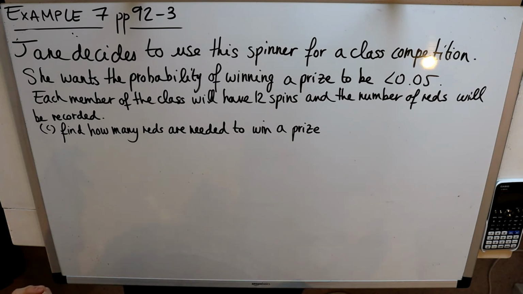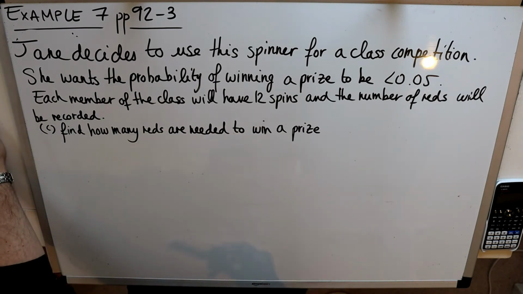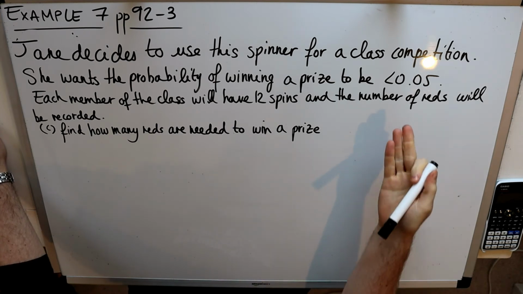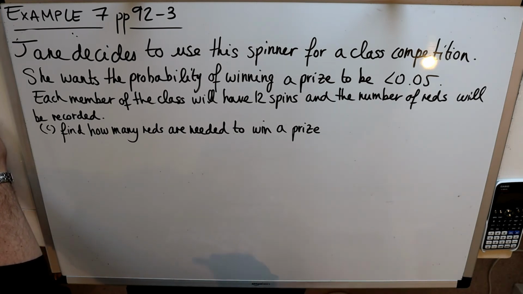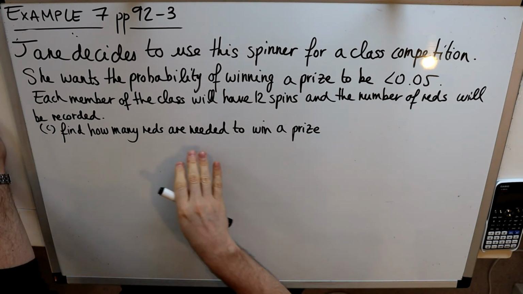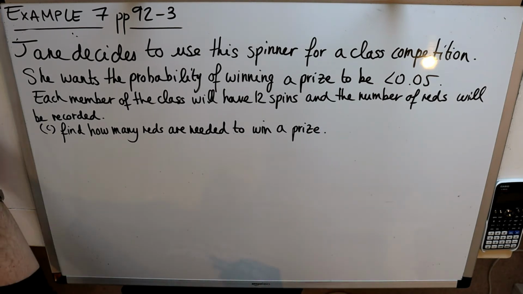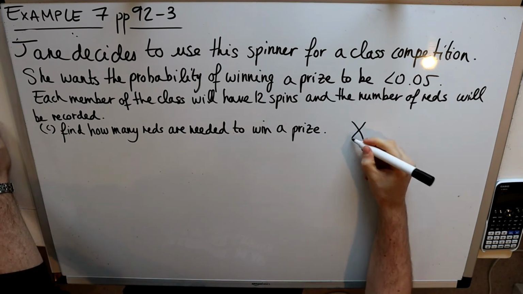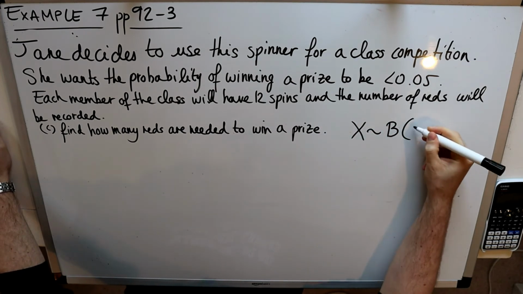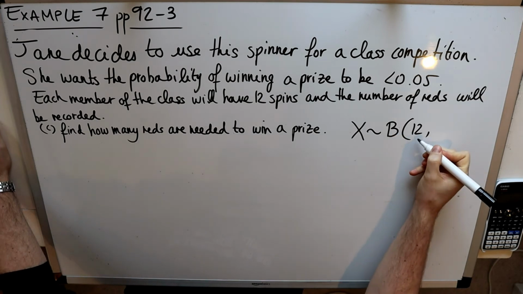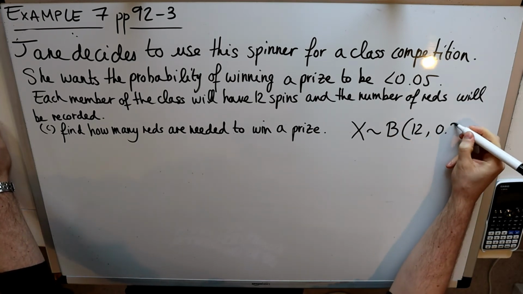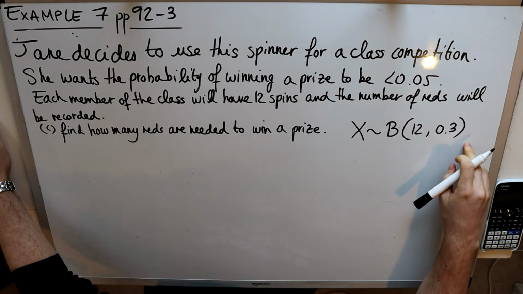Here we have part C, where it says Jane decides to use this spinner for a class competition. She wants the probability of winning a prize to be less than 0.05. Each member of the class will have 12 spins and the number of reds will be recorded. Find how many reds are needed to win a prize. Now, first of all, we are still using exactly the same context. The outcome is still going to be modeled by the binomial distribution with trial number 12 and probability 0.3. This will still come in handy.